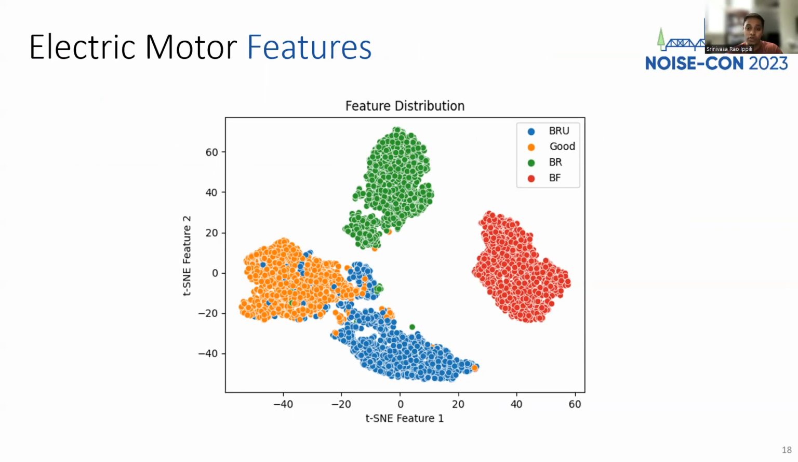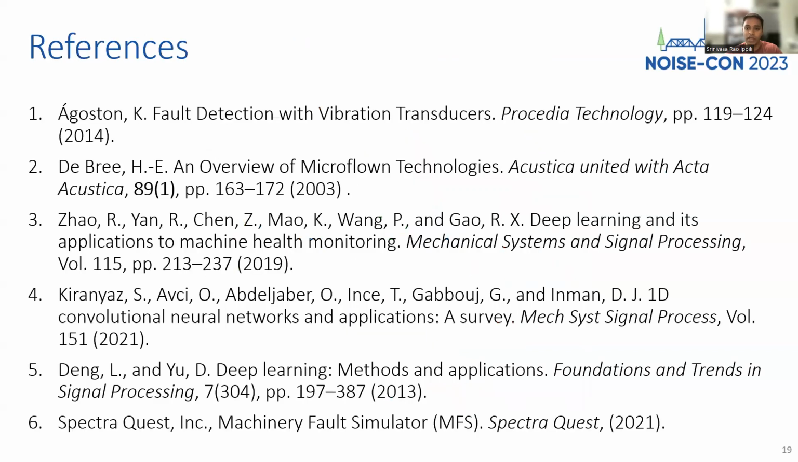The two-dimensional t-SNE plot here shows us how the output classification features from the learning model spread out beautifully to present us with these excellent clusters, thereby grouping the different motor fault types separately from the healthy ones. I have included a list of some references here.